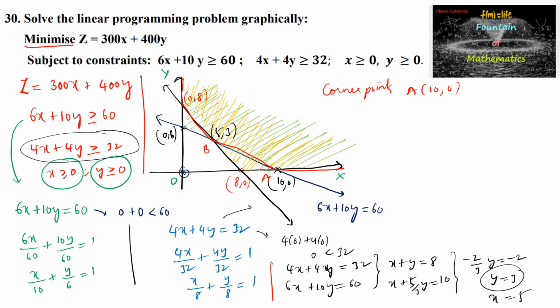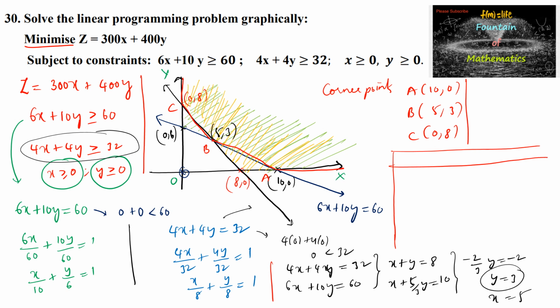So another point, let us say B is the point 5 comma 3, and say C point is 0 comma 8. Let us check the profit function at these three corner points. Z is equal to 300x plus 400y.